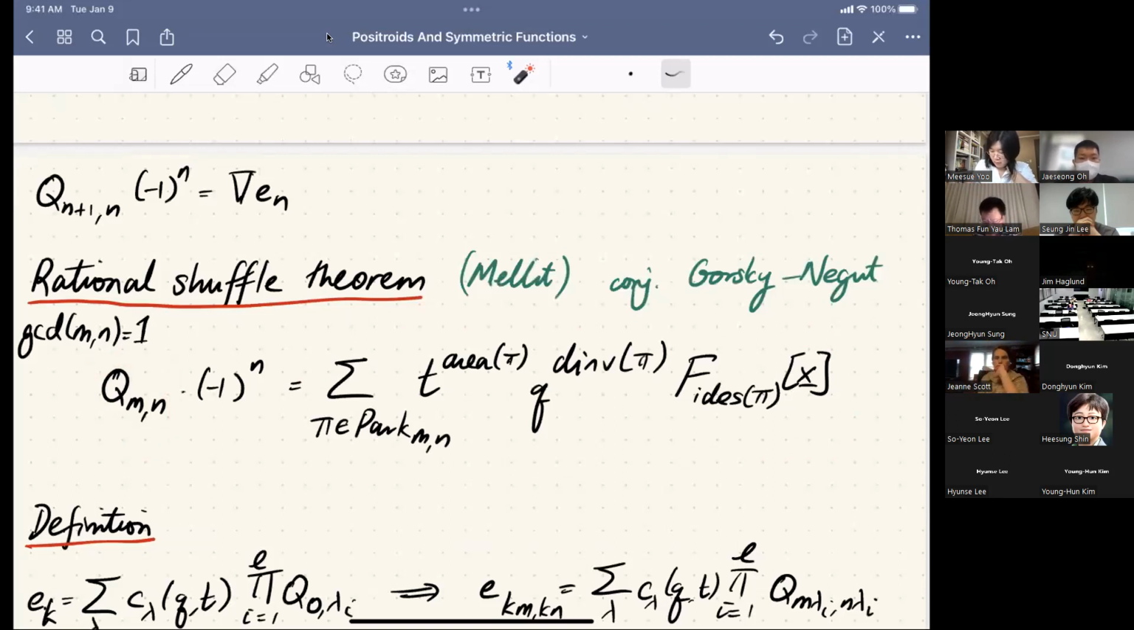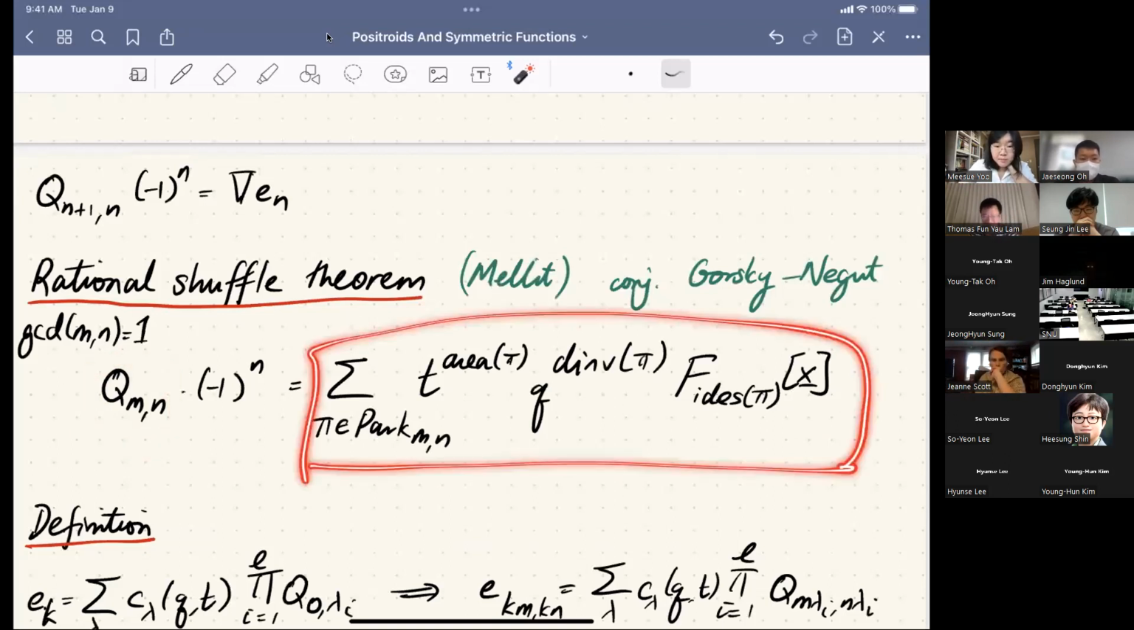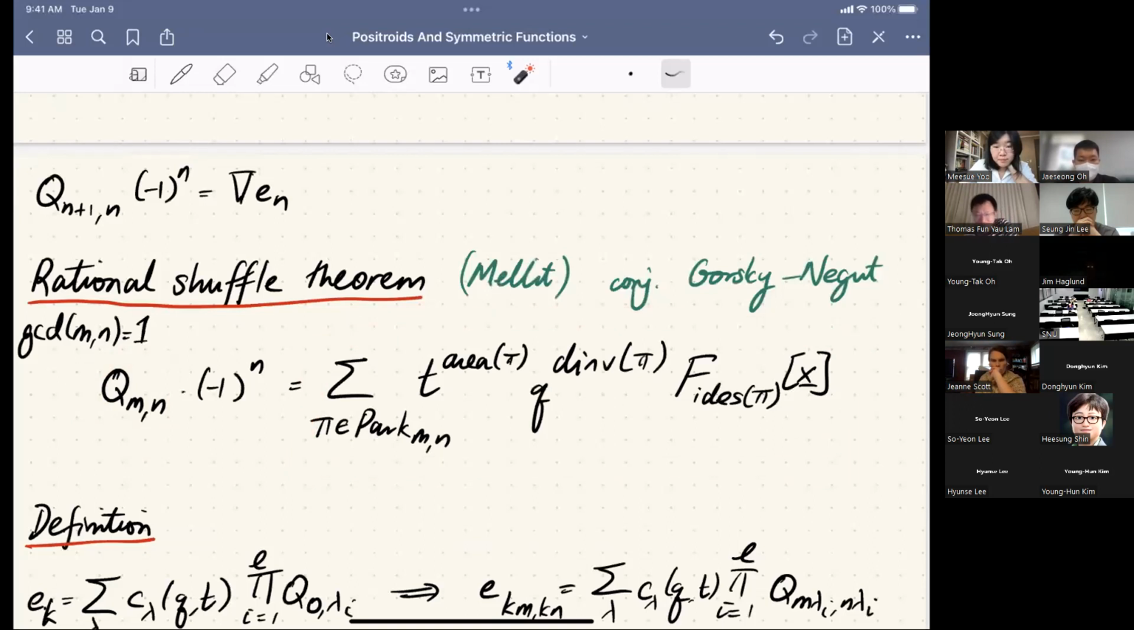I won't spell out the details on the right hand side here. There's some formula, and it's a sum over parking functions, and you end up with certain area and dinv statistics, and you get a symmetric function. And this is the result of Mellit. The rational version of the shuffle theorem is a conjecture of Gorsky and Negut.